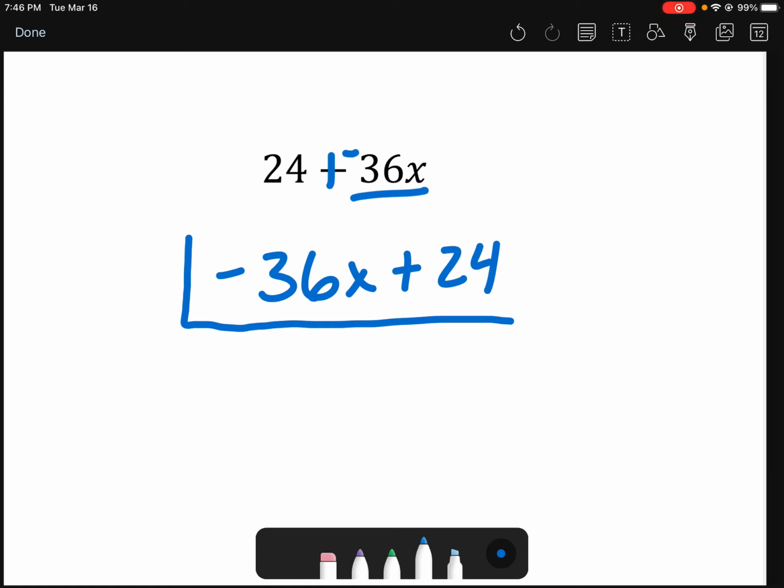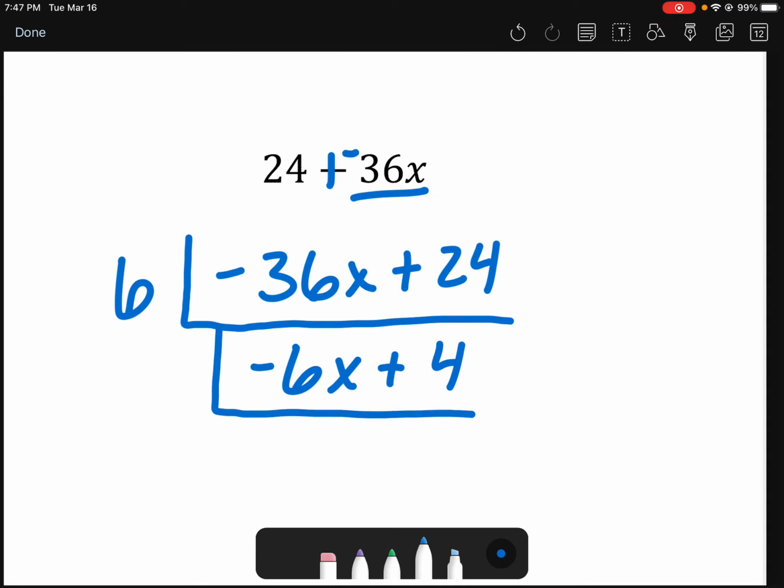All right, so what's a number that can go into 36 and 24? 6 can go into both of them. So negative 36x divided by 6 is negative 6x. Bring out my plus. 24 divided by 6 is 4. So now looking at those, is there a number that can go into negative 6 and 4? Well, I can take out a 2. Negative 6x divided by 2 is negative 3x. Plus 4 divided by 2, which is 2.